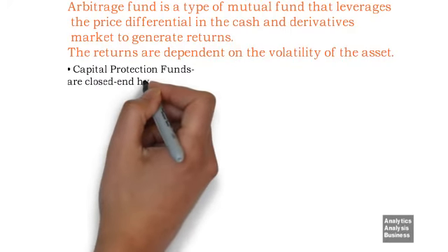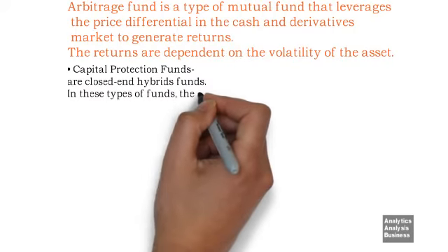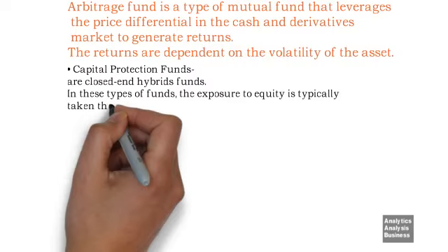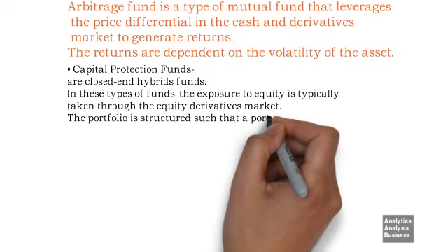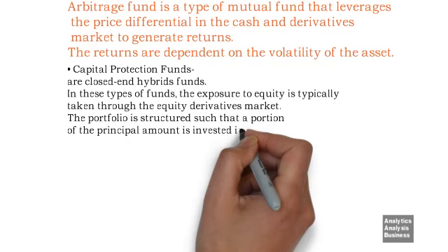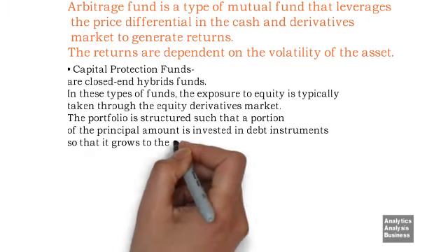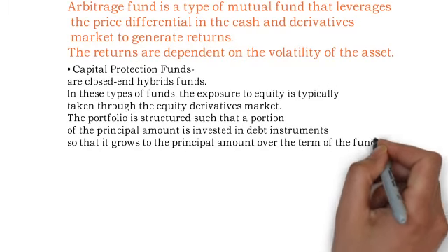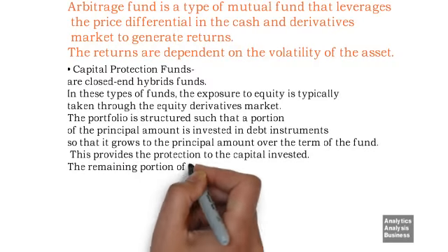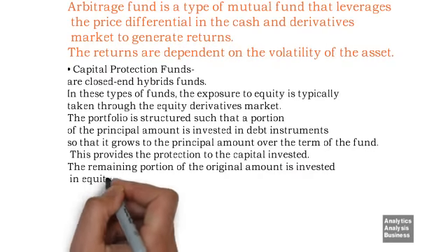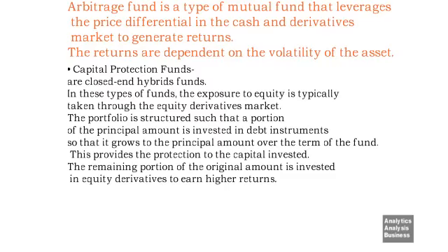Capital protection funds are closed-end hybrid funds. In these types of funds, exposure to equity is typically taken through the equity derivatives market. The portfolio is structured such that a portion of the principal amount is invested in debt instruments so that it grows to the principal amount over the term of the fund. This provides protection to the capital invested. The remaining portion of the original amount is invested in equity derivatives to earn higher returns.